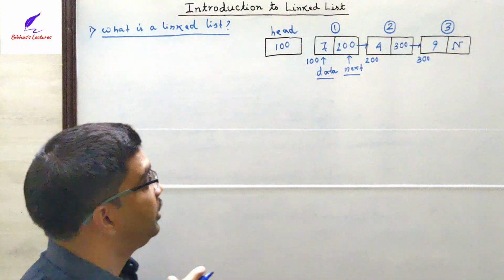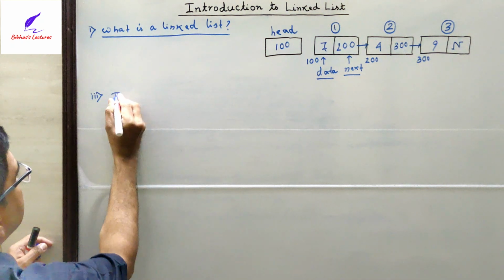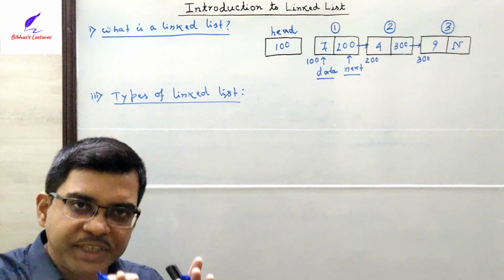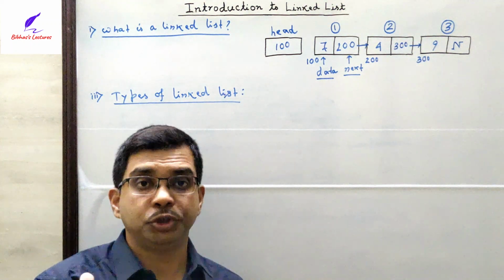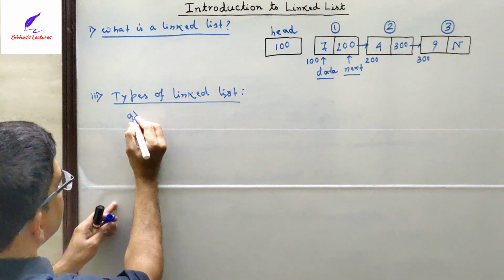Now we will discuss the different types of linked list. So point number 3 is types of linked list. Basically there are 3 types of linked list with which we have to work. Number 1 is singly linked list.